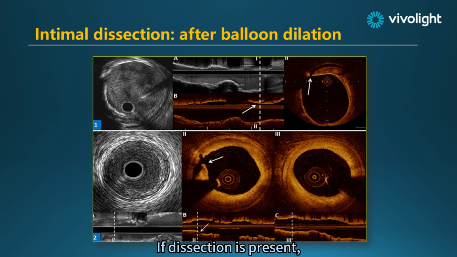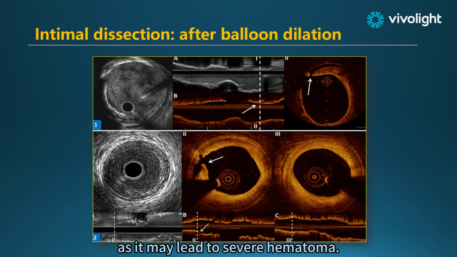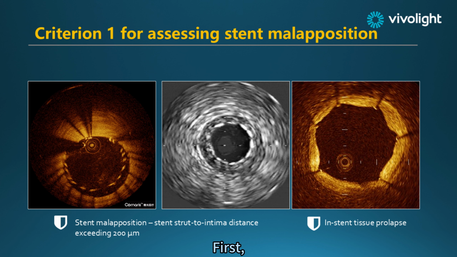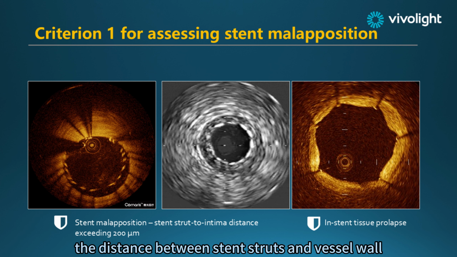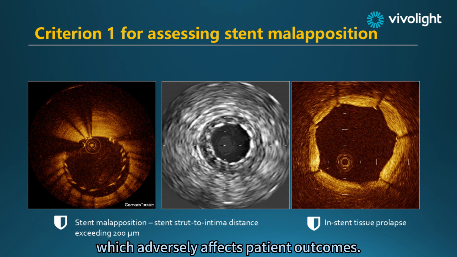If dissection is present, excessive contrast injection should be avoided, as it may lead to severe hematoma. Additionally, stent malapposition will be specifically addressed later, with dedicated and further explanation. Overall, there are 2 assessment criteria. First, the distance between stent struts and vessel wall should be within 200 microns, while overexpansion, in some patients, may cause tissue prolapse, which adversely affects patient outcomes.